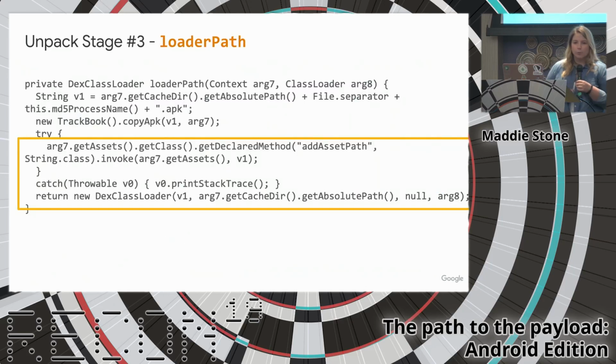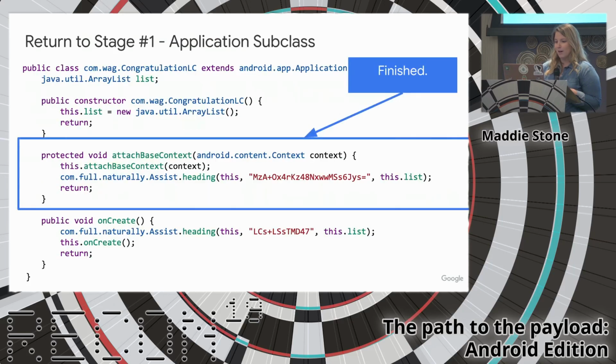So now that we have written this Unpack Stage 3 APK, we go ahead and use reflection to add that new path in the cache directory to our assets path so that then it can be class loaded. And that was the class that we didn't see the name of earlier. And then we go back to stage 1. So we haven't actually called into stage 3 yet. All we've done is load it into the current process's set of classes that it can call to. So we just finished this very first call to heading in the attach base context.